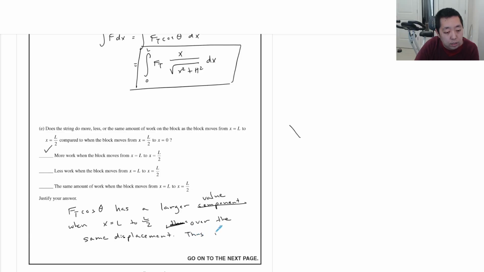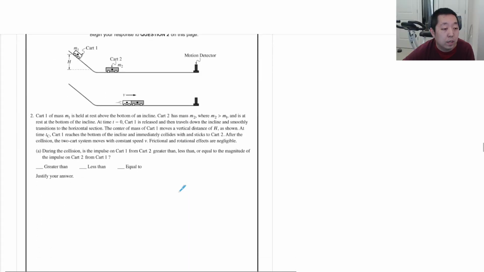Thus, the work is greater. It does more work. And you can write the equation if you want, integral of F t cosine theta dx or something like that. You could just say the work is equal to that. Okay, awesome. So that was the first one. All right, let's look at the next one.